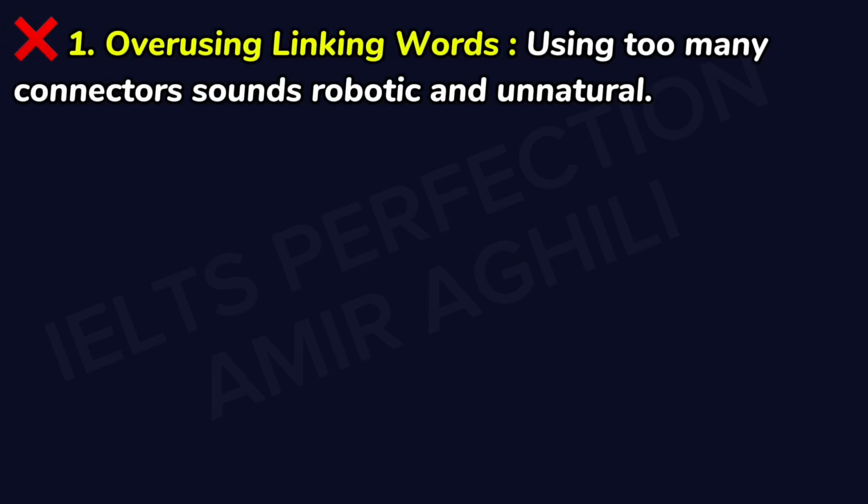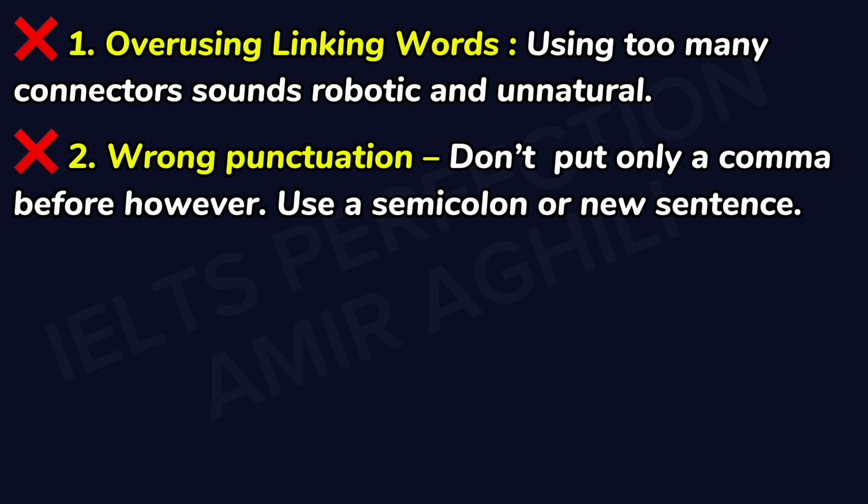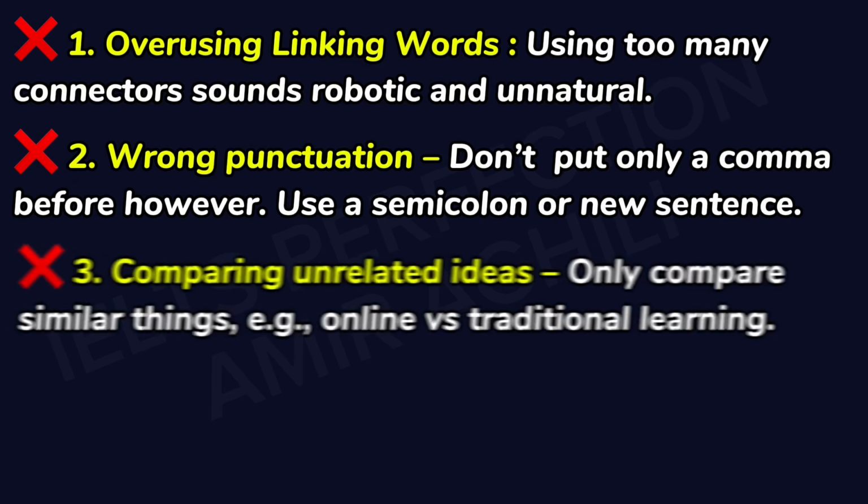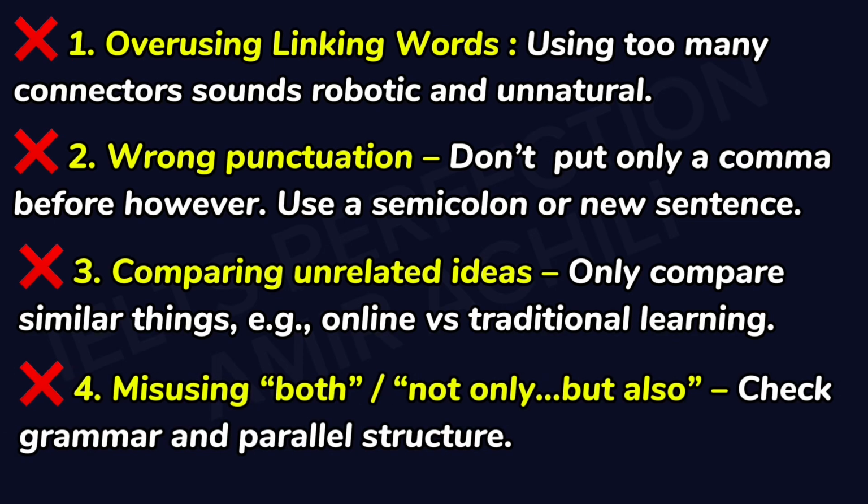Okay, now let's end the video with some common mistakes you must not make. Number 1. Overusing linking words. Using too many connectors sounds robotic and unnatural. Number 2. Wrong punctuation. Don't put only a comma before however. Use a semicolon or new sentence. Number 3. Comparing unrelated ideas. Only compare similar things, like online versus traditional learning. And number 4. Misusing both, not only but also. Check grammar and parallel structure.